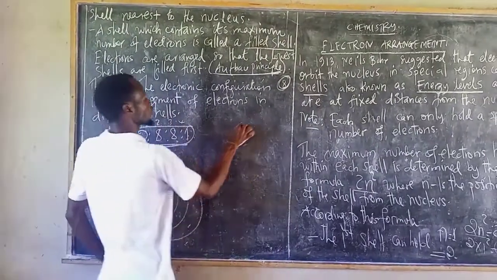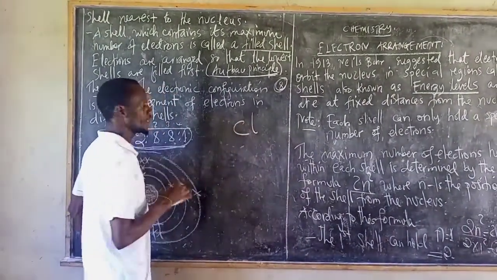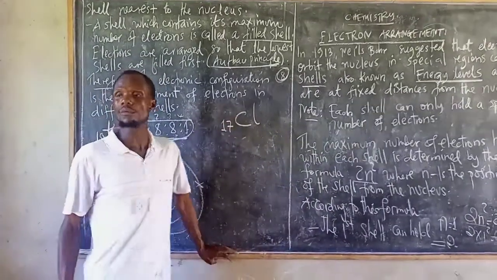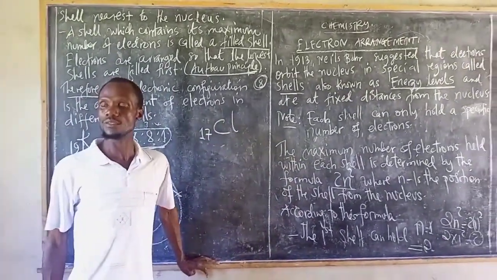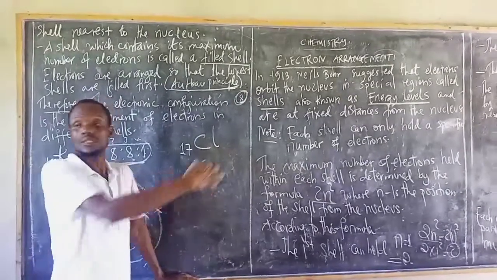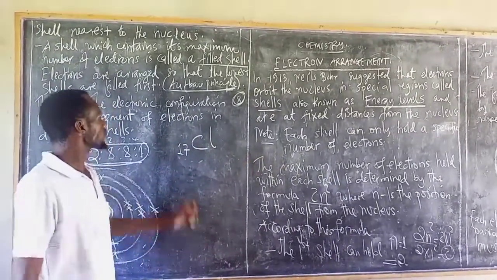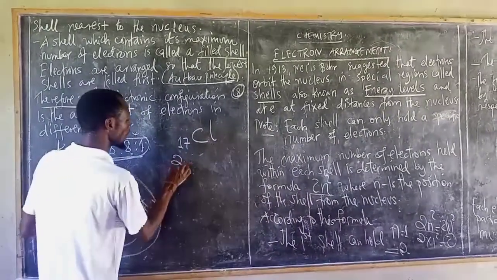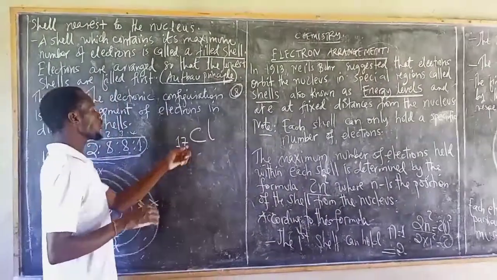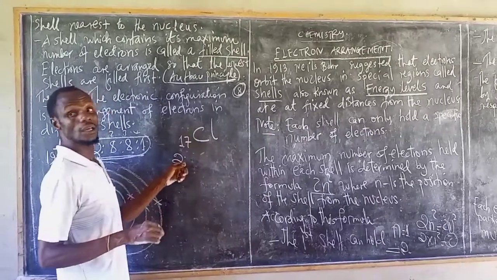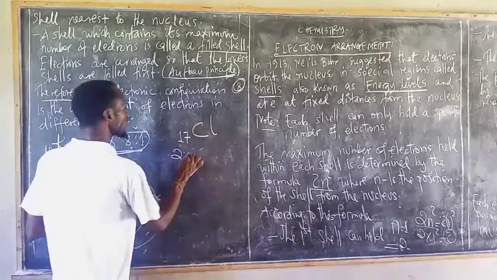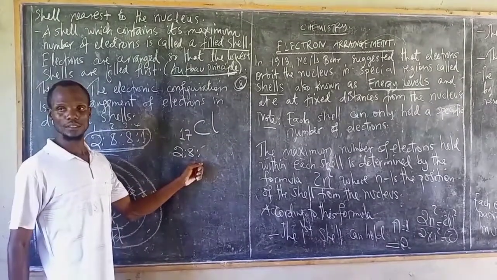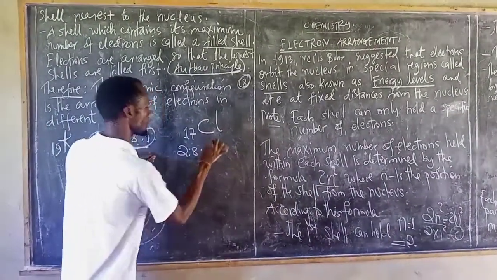What if now we're talking about chlorine? That is chlorine. Now, the number of electrons in chlorine is 17. So, we have 2 in the first shell. Then out of 17, we are left with 15. Then next is 8. Then we have 10 left... we are left with 7. So, we write here 7.